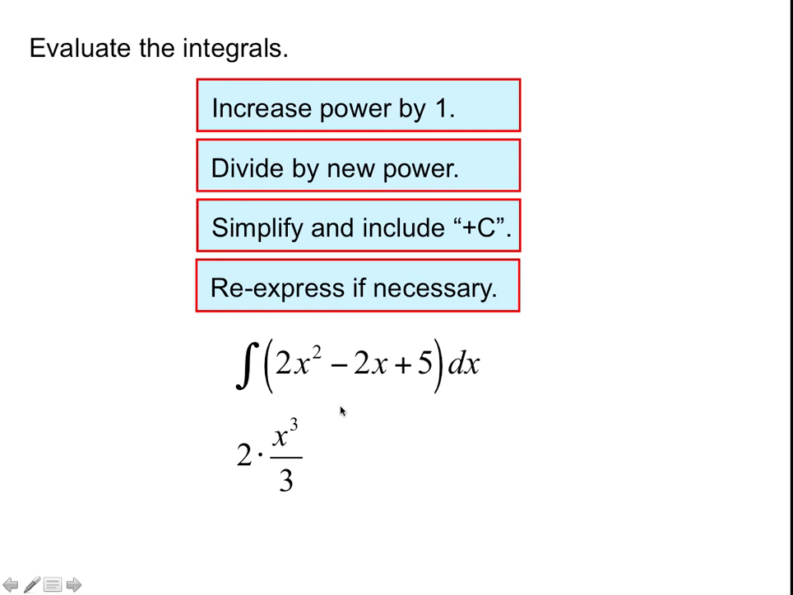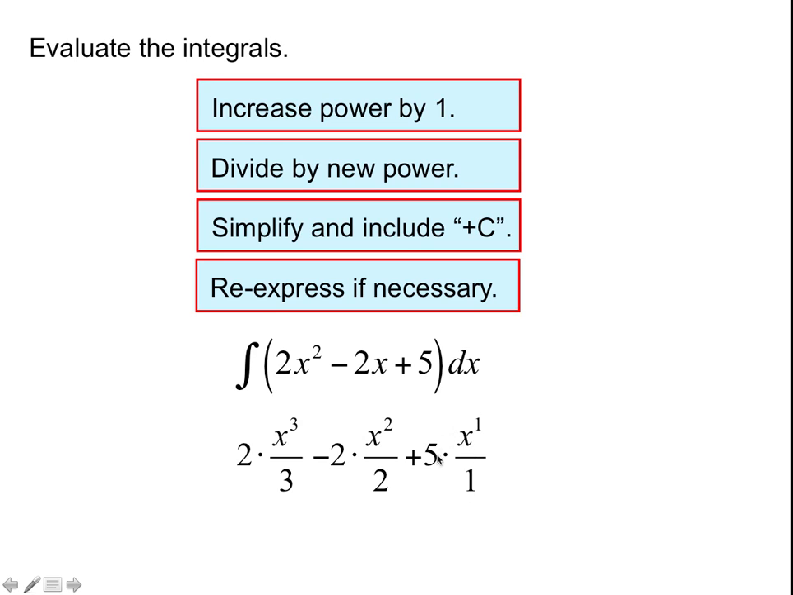So let's start with that first term, 2x squared. Bump up the power and divide by the new power, and we'll just leave it like this. We'll simplify in the next step. Let's go to this next one. So minus 2, and then again, bump up the power on x to x squared, and divide by that new power 2. Again, we'll simplify in the next step. We won't worry about that right now. And then the antiderivative of plus 5 is 5.